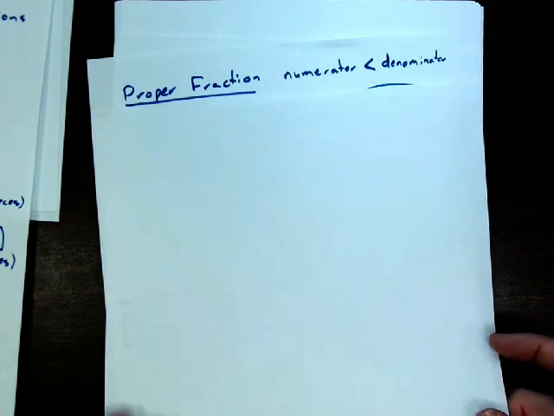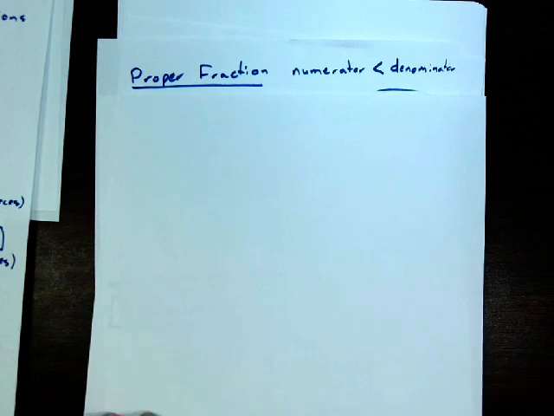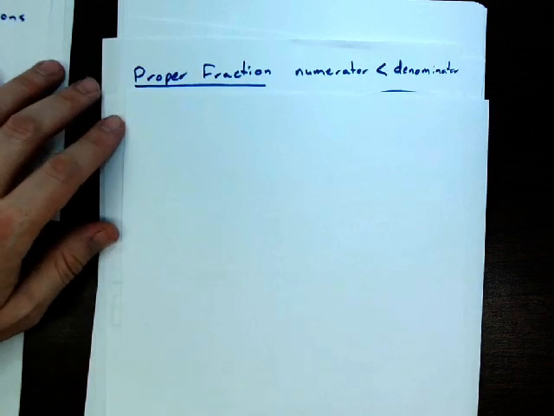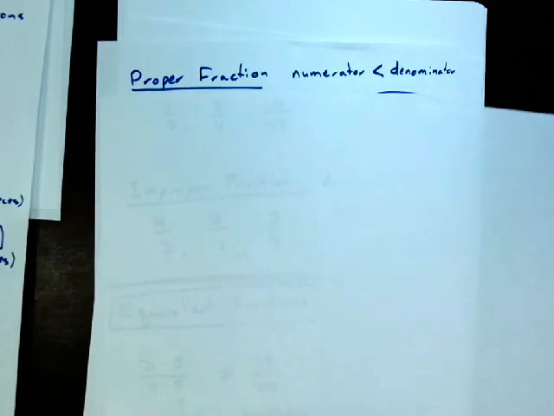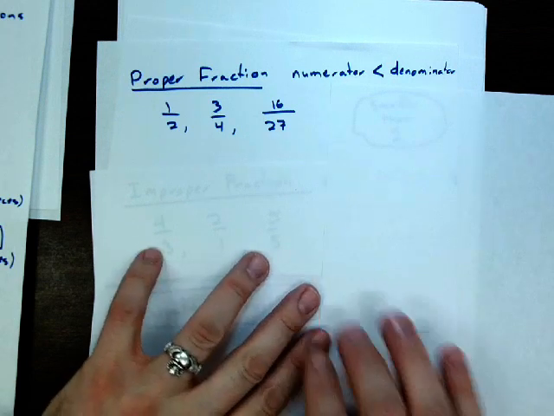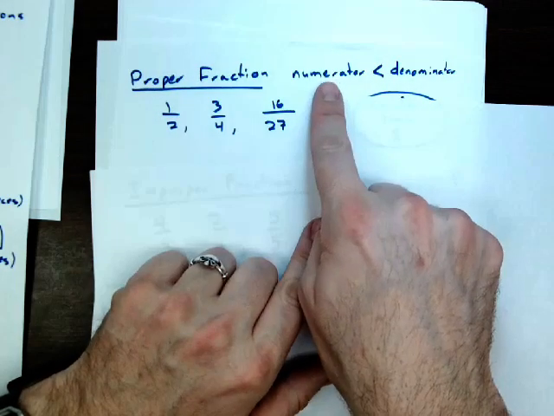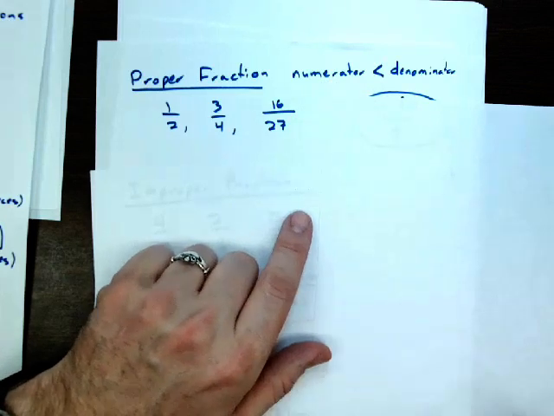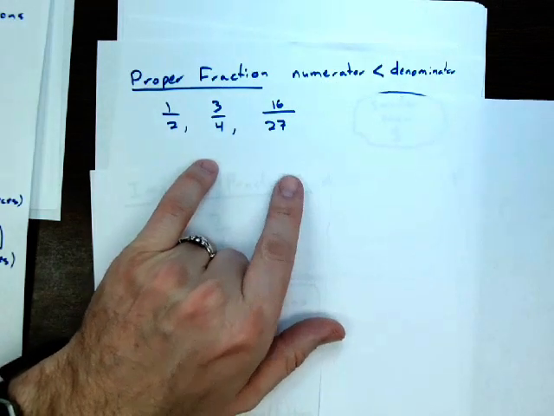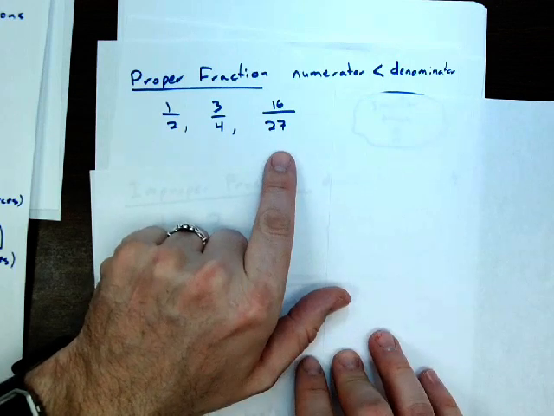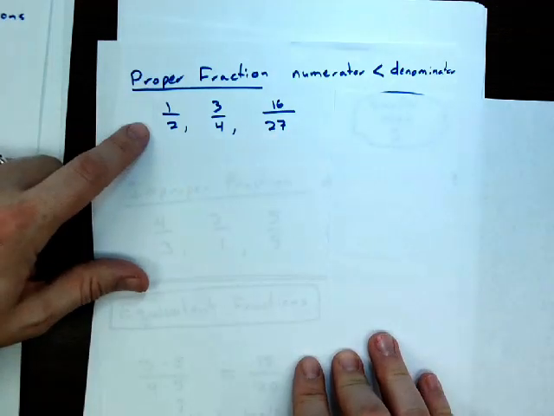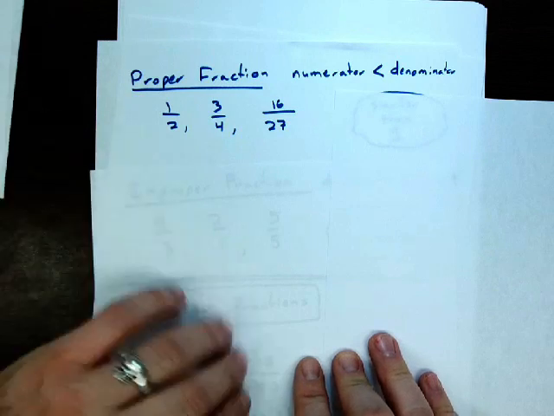Alrighty. Let's move on to talking about proper fractions. A proper fraction is a fraction where my numerator is smaller than my denominator. That's things like 1/2 or 3/4 or 16/27. As long as that top is smaller than the bottom, we have a proper fraction.